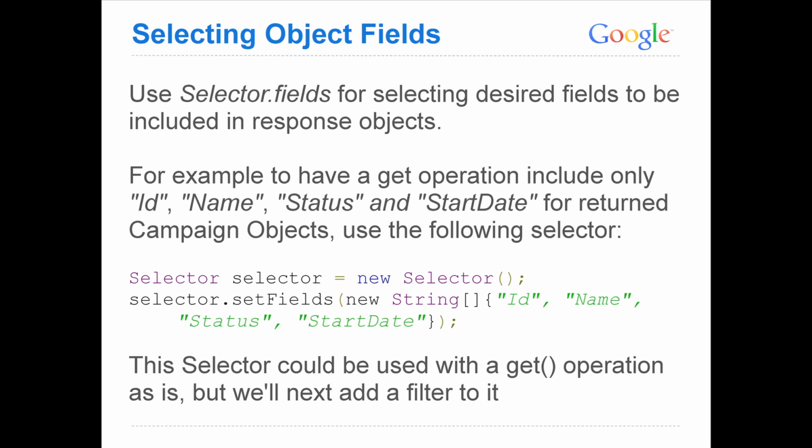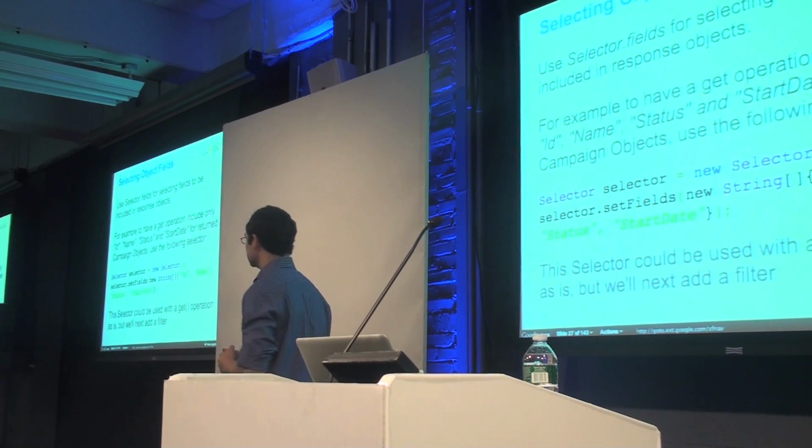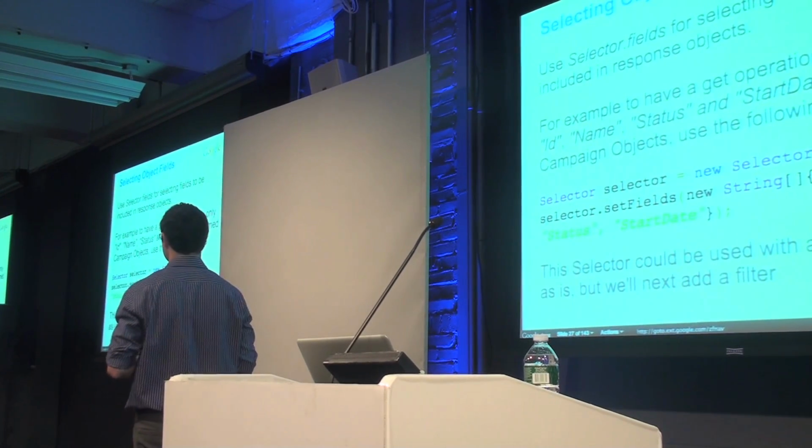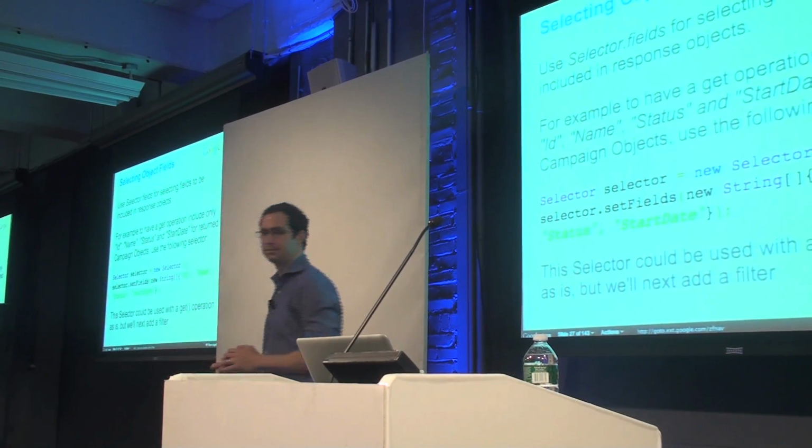So for example, we want to get these 4 fields back for the campaign object, then we'll use the following selector. Set the fields as an array of strings, these 4. And then this selector could be used with the get operation just as it is.